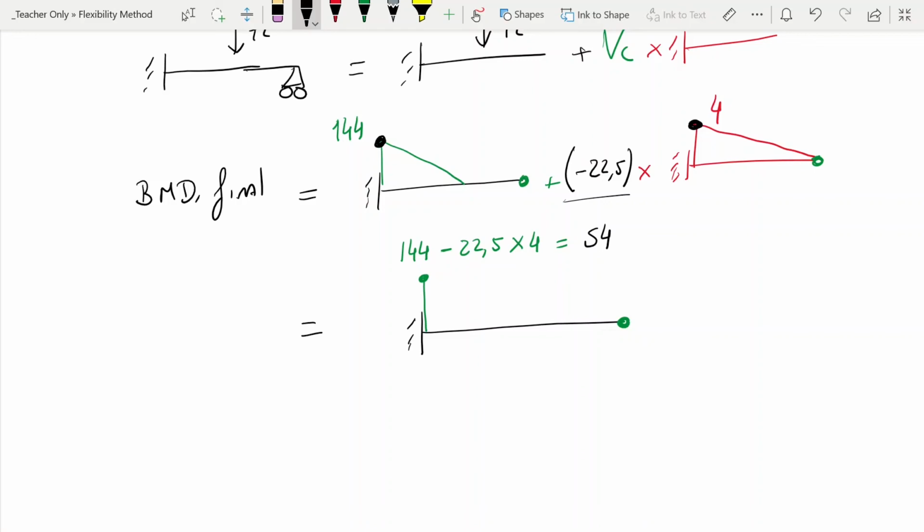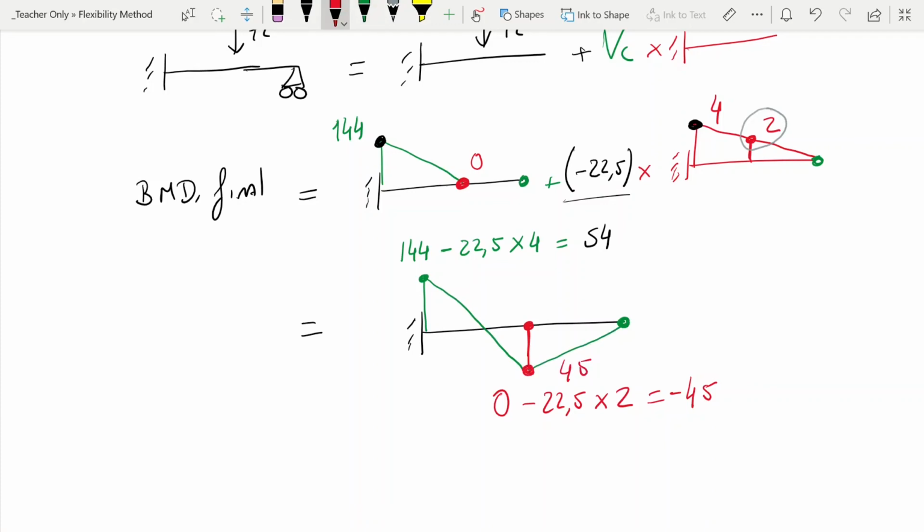Finally, if we're interested in finding the moment in the middle, for example, we know that it's the value on this diagram, so this one is 0, plus the value on this one, that's 2, times minus 22.5. So this one here is going to be 0 minus 22.5 times 2, because 2 is the value of this diagram over there. So this gives me minus 45. So now I'm in a position to draw my bending moment diagram and conclude the problem.